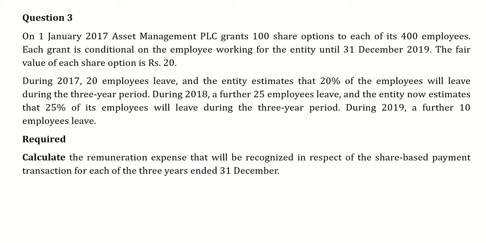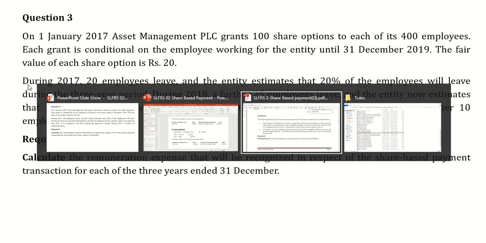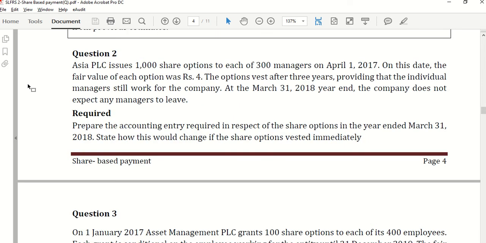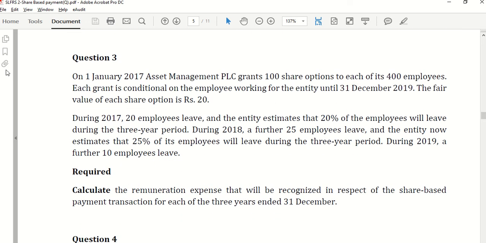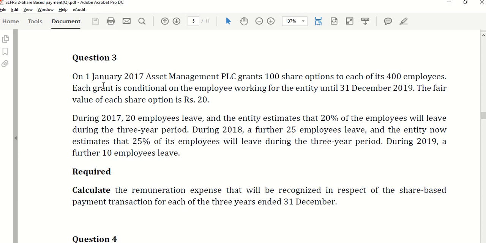Okay, now we'll take the question also, which is in the tut. We're doing question number 3, right? Here you can check in the first year, in 2017, how many employees were there? There are 400 employees and there are 100 options each getting, but you are not expecting the entire 400 people will be there during the 3 year period of time, isn't it?